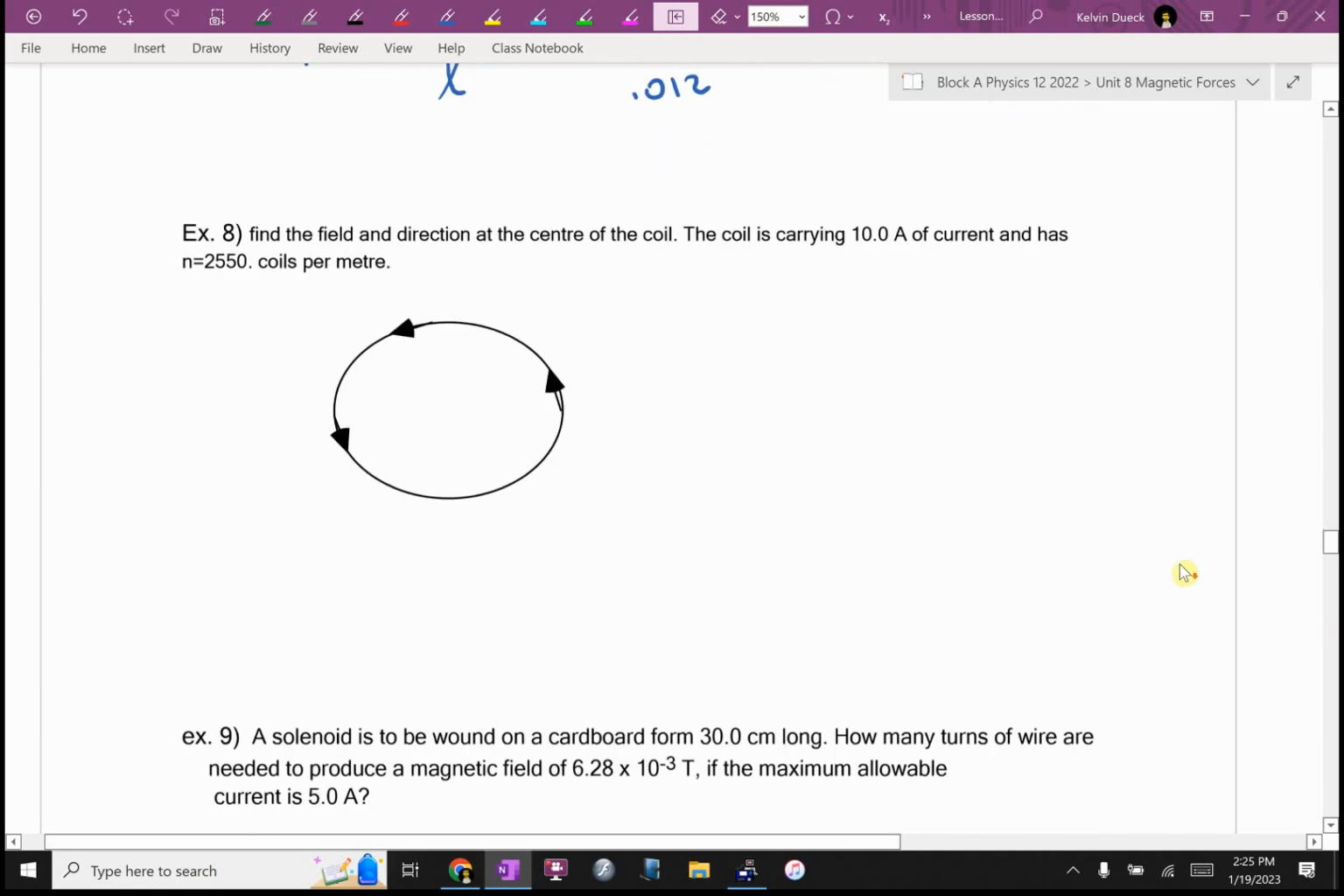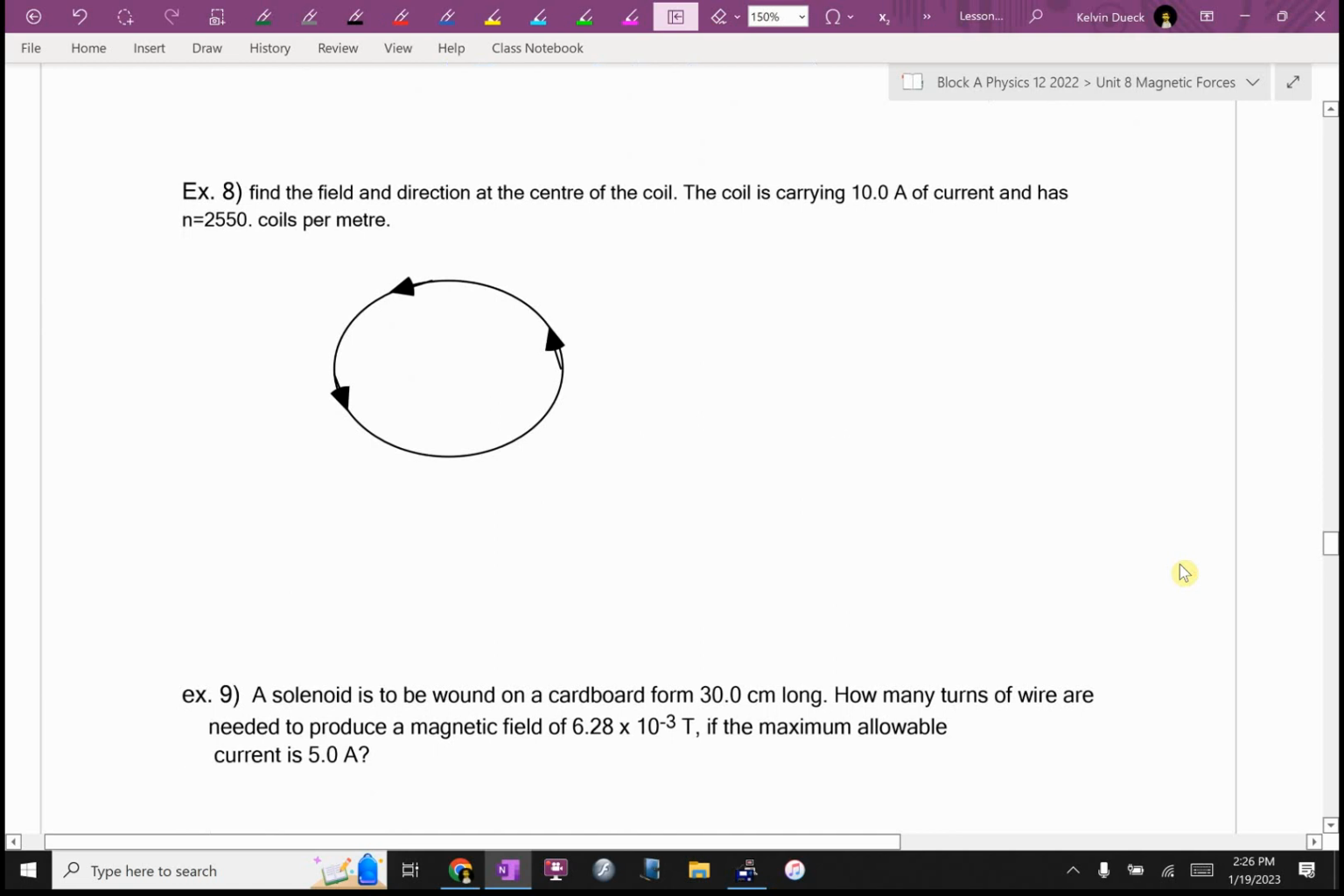Two more and we're done. Find the field and the direction at the center of the coil. So this is my limited graphics. We're looking down the solenoid like a telescope. We're looking through it. That's why you just see a circle. If you are a good artist, you can draw it like we're looking through it along the end. I'm not good at drawing these, and so there's my limit for graphics. But imagine we're looking through the tube of the solenoid. Okay? First of all, let's find the field.